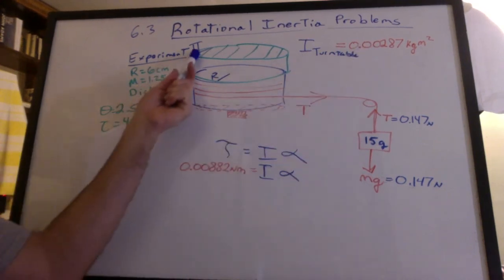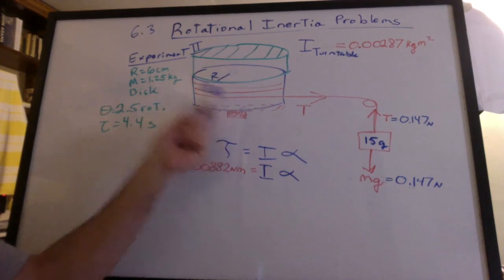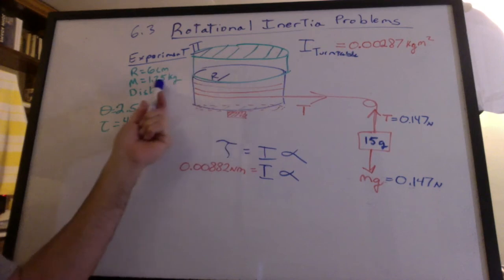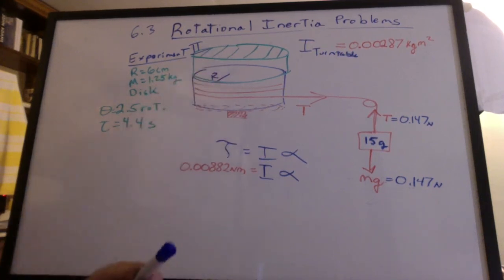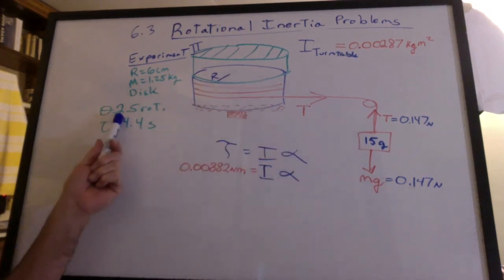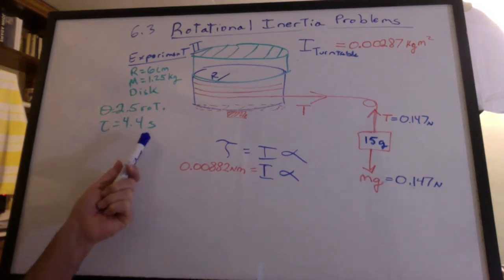And now we have experiment 2. I put another can on top of the first can. The radius is 6 centimeters, same as before. The mass, now we can measure this. It's 1.25 kilograms. It's going to be considered a disc. Now when I let the thing go forward, it goes through 2.5 rotations in a longer time. That would make sense. 4.4 seconds.